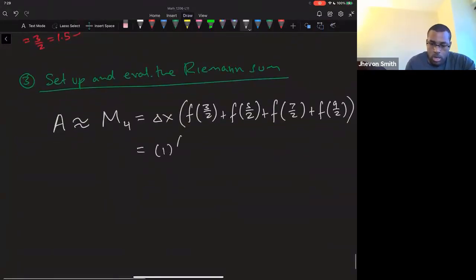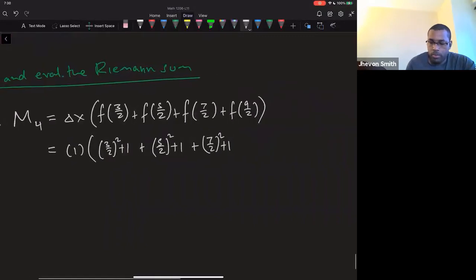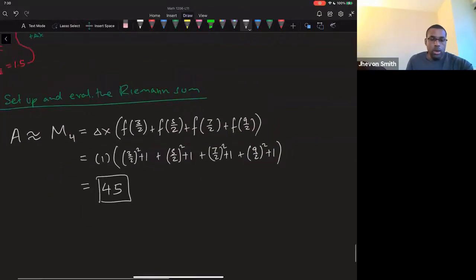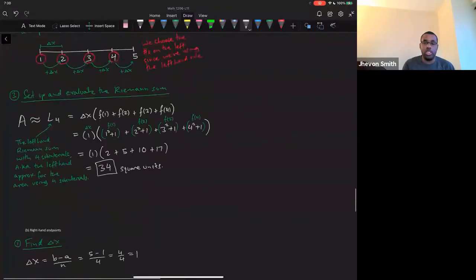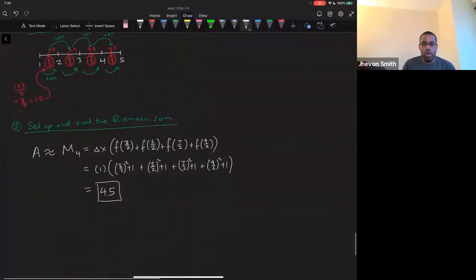It's going to be 1 times 3 over 2 squared plus 1, 5 over 2 squared plus 1, 7 over 2 squared plus 1, 9 over 2 squared plus 1. And I think I calculated this one earlier. This is, I think, 45. And I want you to notice that the answer to this is between the two answers here. But that kind of all makes sense, actually.